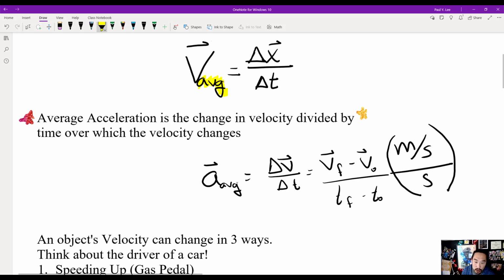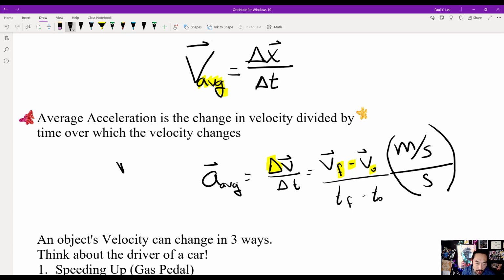As a reminder, this triangle represents delta, and delta means final minus initial. Because we have a velocity variable next to it, this is the change of final velocity minus initial velocity. The units are meters per second per second. So here's the important thing about this unit: meters per second per second.